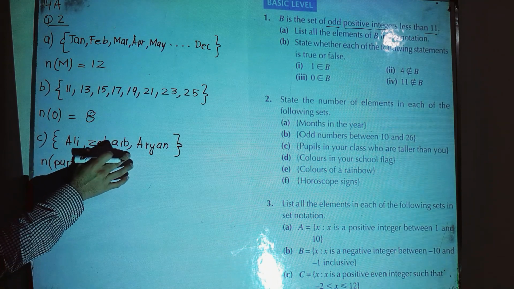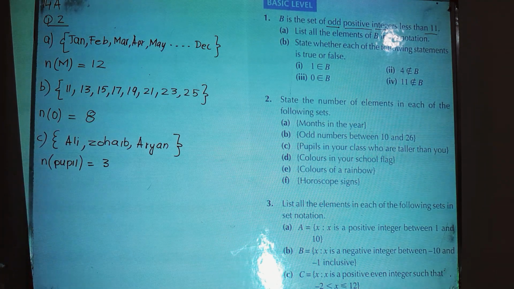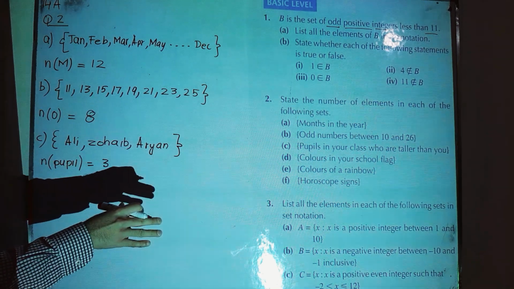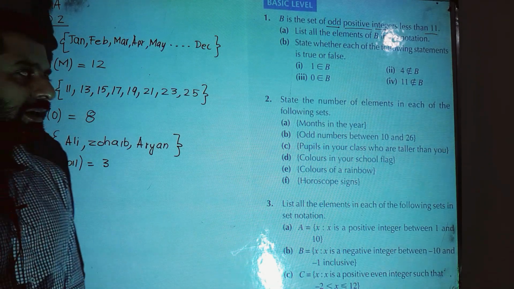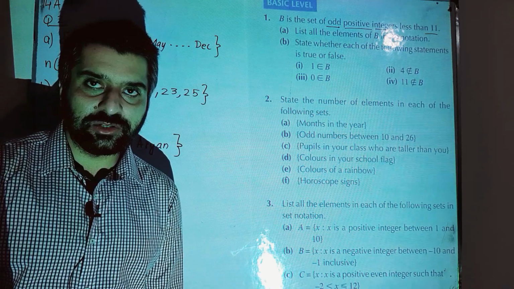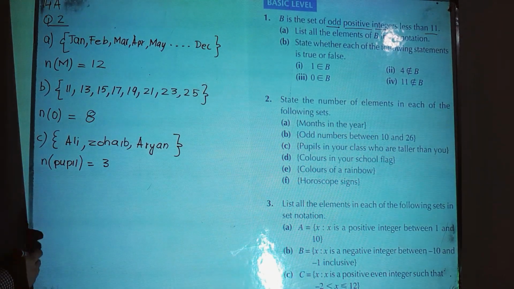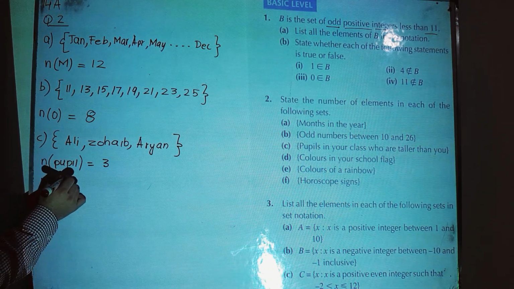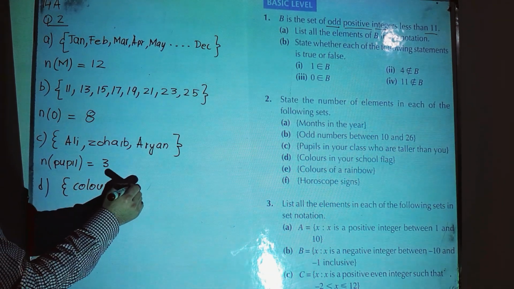Now, this is according to the situation that is in your class. This is according to my class. So the answer will not be fixed because every class has a different scenario. So your class has a different scenario, someone else's class has a different scenario. So you are going to write that according to your own class. Colors in your school flag. Okay, now you know how many colors are there in your school flag. So colors in your school flag.